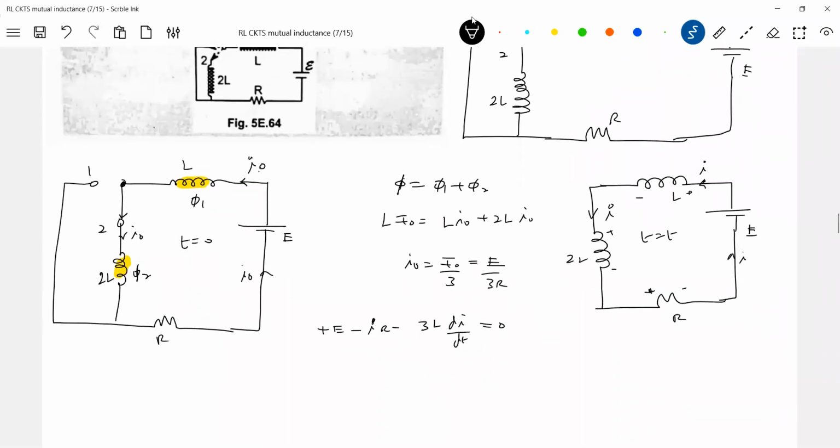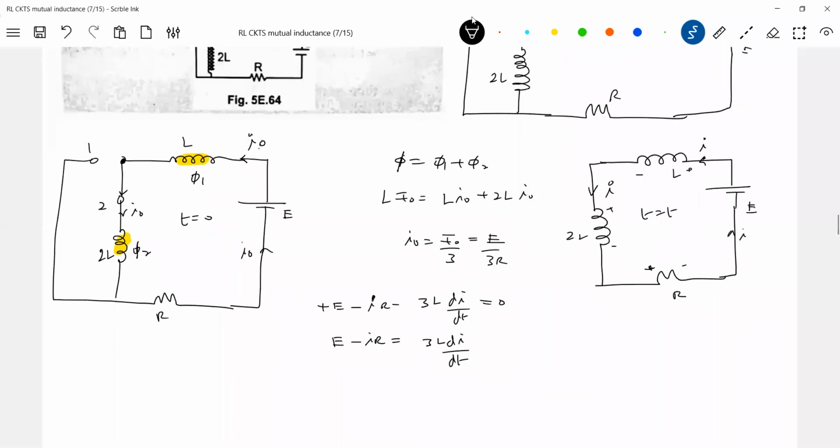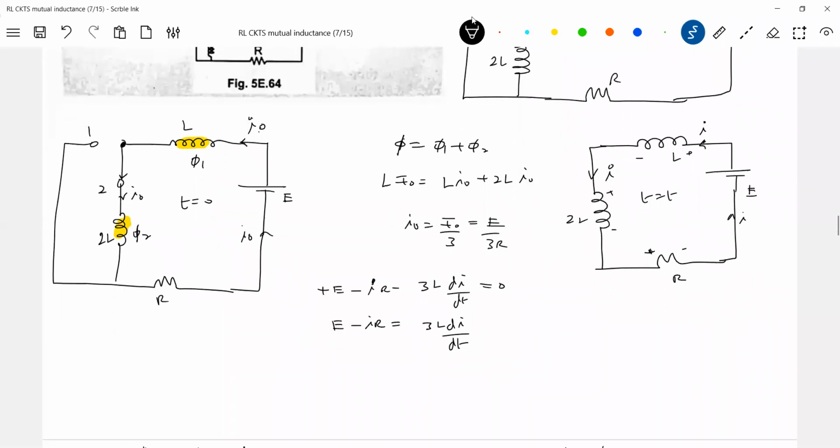After solving, we get E minus IR equal to 3L di by dt. E by R minus I is equal to 3L by R di by dt, or di divided by E by R minus I is equal to dt by 3L by R. Here you substitute that at t equals 0, what was the current? I1. At any time, let it be I.